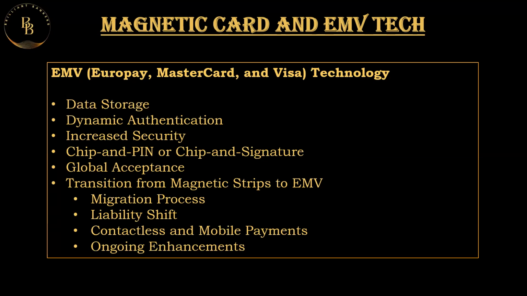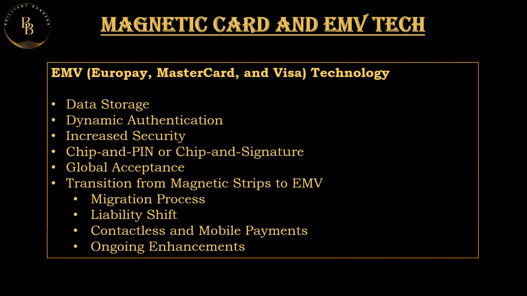And there was a transition from the magnetic strip to the EMV. So coming to the features of the EMV technology, it uses a microprocessor chip embedded in the card to store and process data. The chip generates a unique transaction code for each purchase, enhancing the security. It also has dynamic authentication. Unlike the magnetic stripes, EMV chips provide dynamic authentication, meaning that the information sent during each transaction changes.